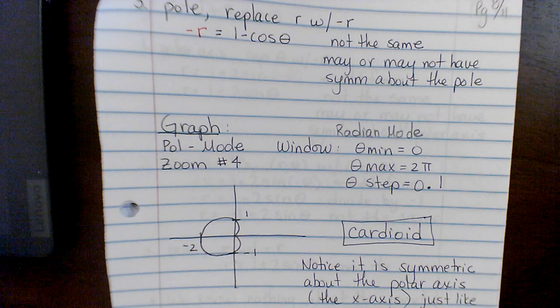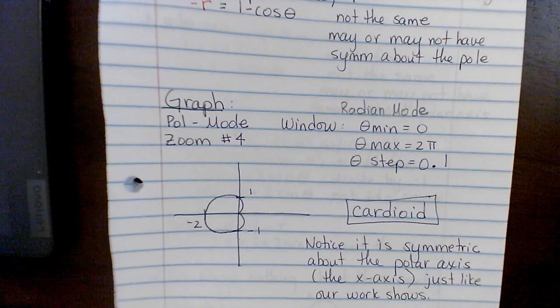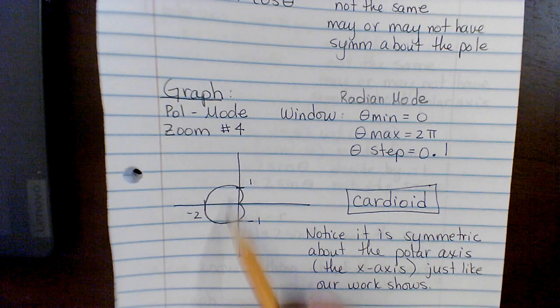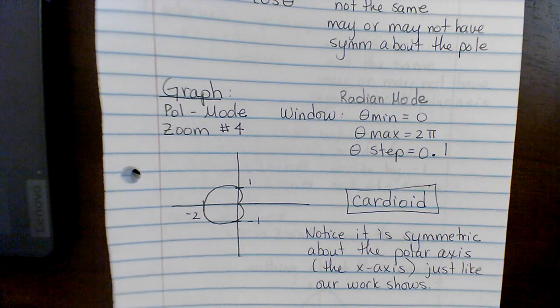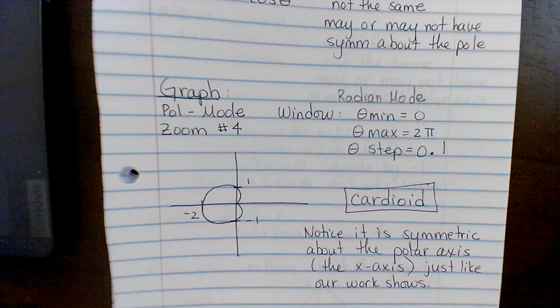Now, notice that this cardioid here, look at that symmetry about the polar axis. Remember, the polar axis is the x-axis. Look at that symmetry, just like we predicted it would be. So, beautiful, huh? Yeah, it is.